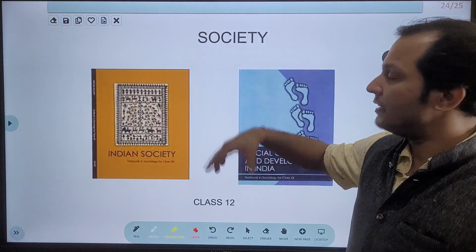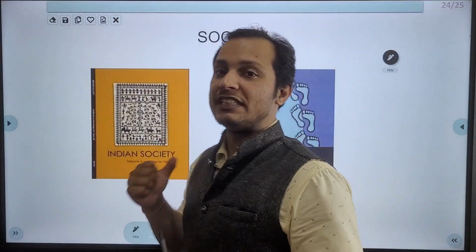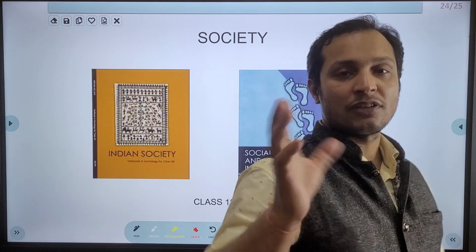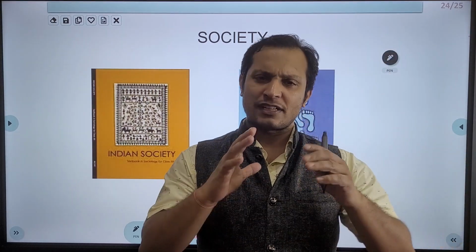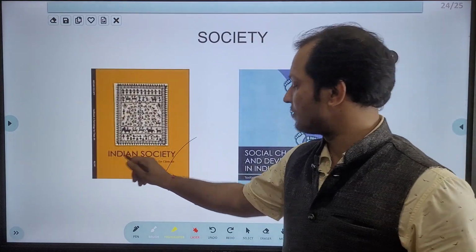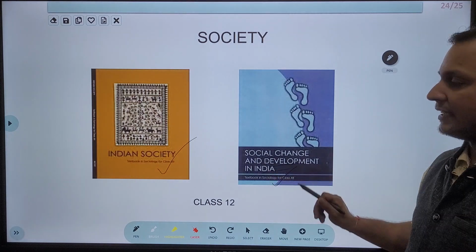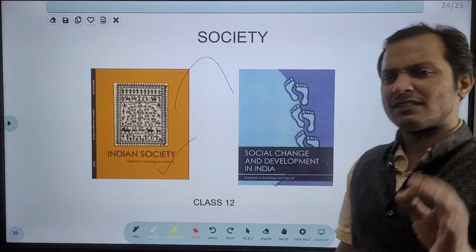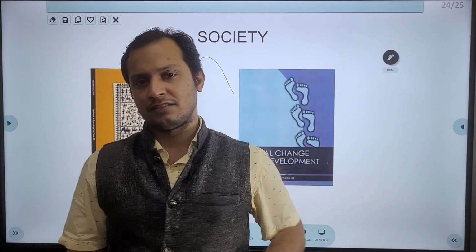Last, society is the last book which you need to read, and this is only from the mains point of view. Society is not there in the prelims examination. So as far as society is concerned, read class 11 Indian Society and class 11 Social Change and Development in India. These two books are more than sufficient to answer any question of GS1 mains from the society section.